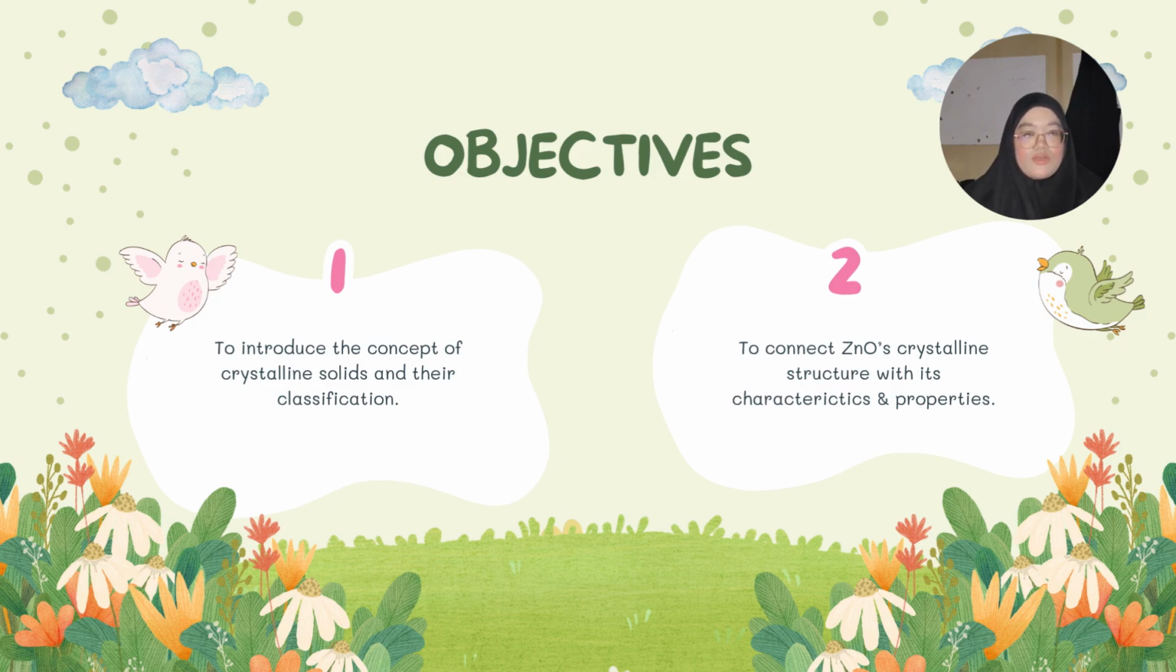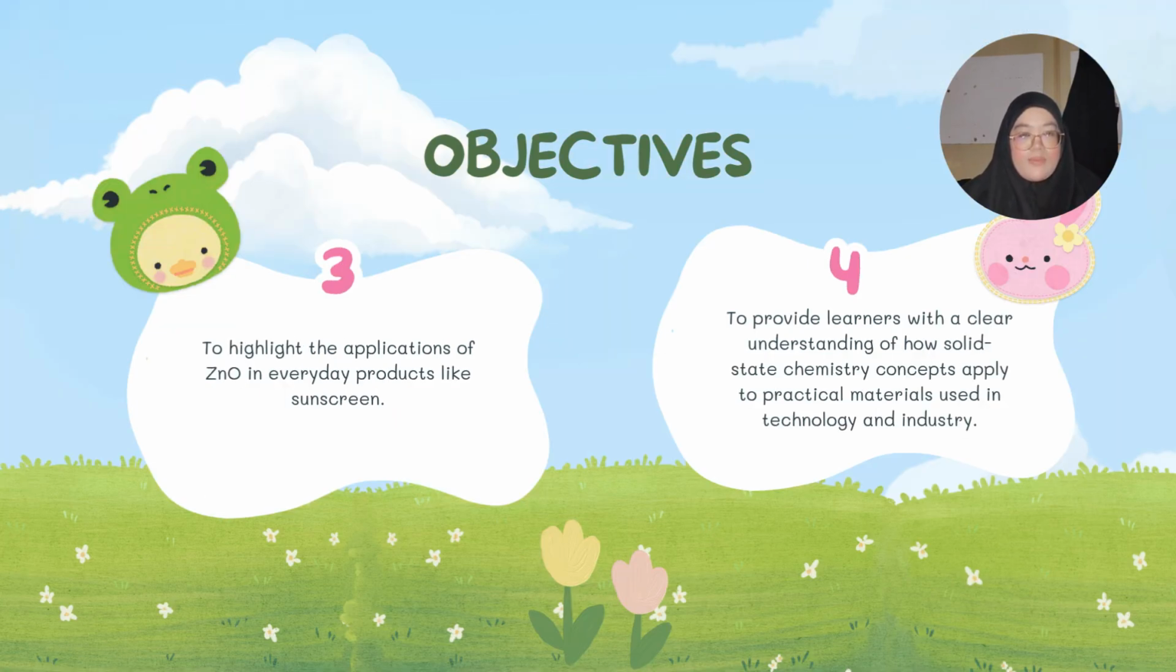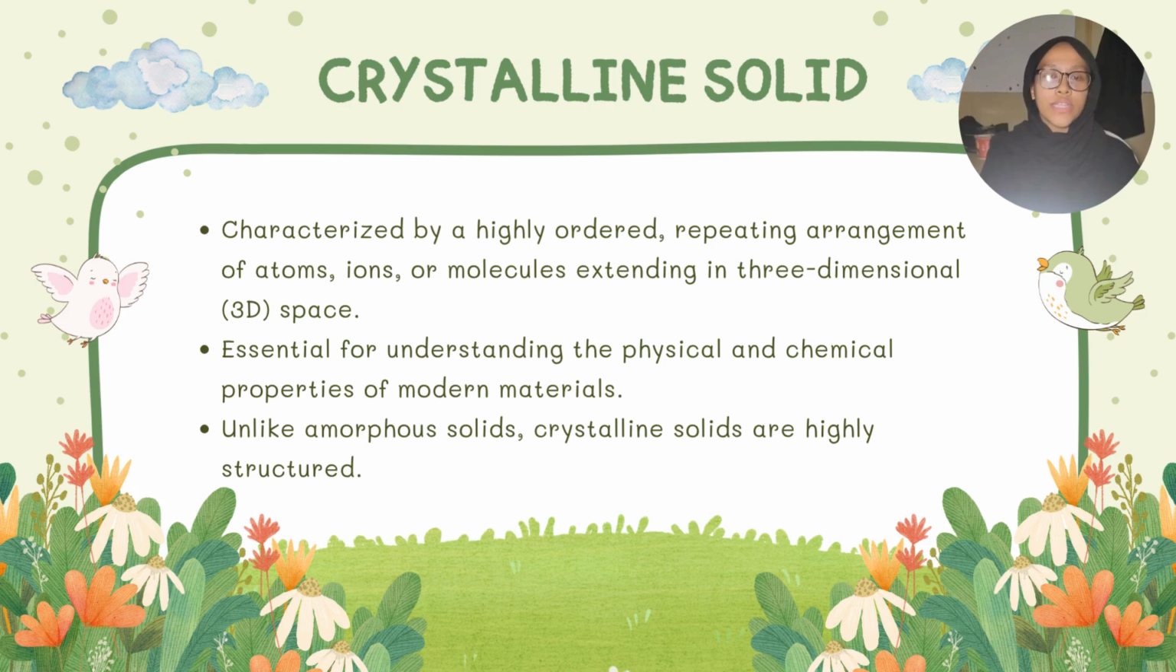To keep us on track, I've outlined our goals for today. First, to introduce the concept of crystalline solids and their classification. Second, to connect zinc oxide's crystalline structure with its characteristics and properties. Third, to highlight the applications of zinc oxide in everyday products like sunscreen. Fourth, to provide learners with a clear understanding of how solid-state chemistry concepts apply to practical materials used in technology and industry.